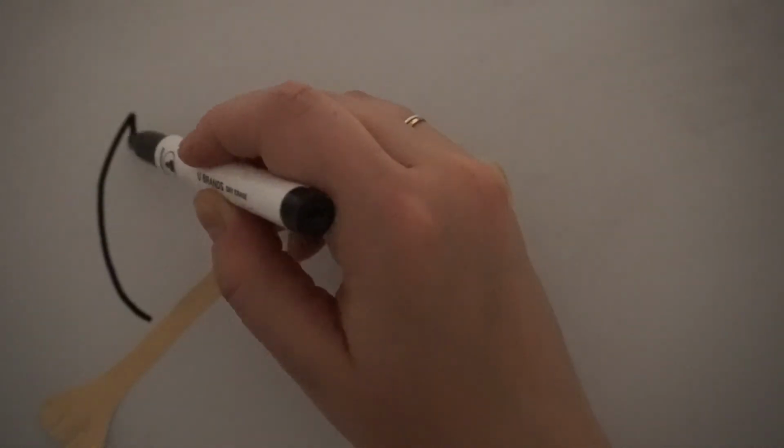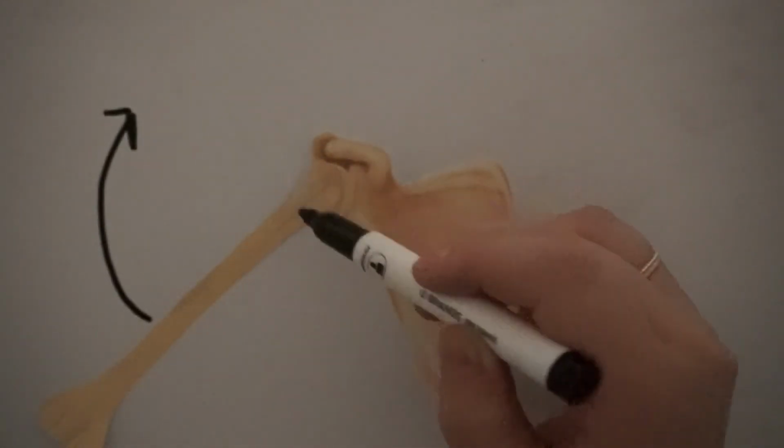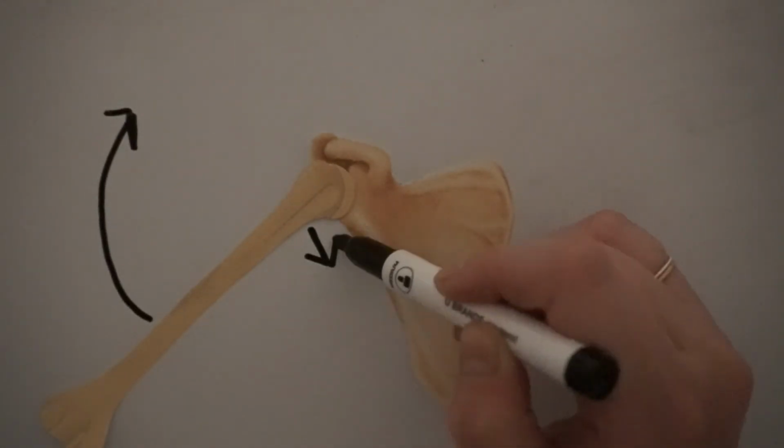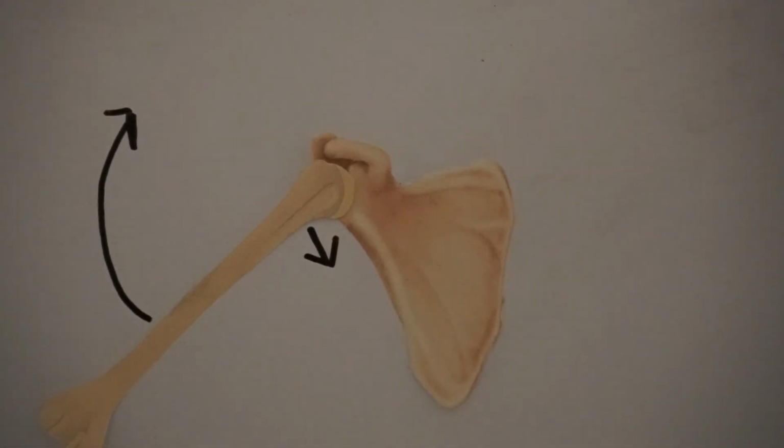So to reiterate, so we're super clear before we move on, the convex part of the joint, the humerus, is rolling upward while gliding downward on the concave surface of the glenoid fossa, opposite directions, as our rule states. And this is the case for all other motions at the shoulder joint as well, not just abduction.